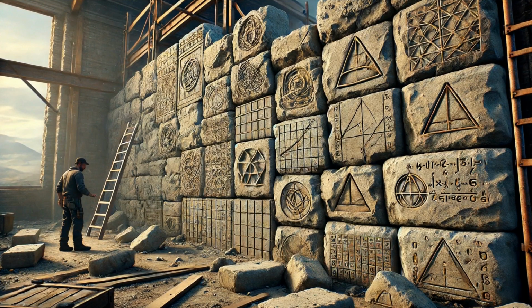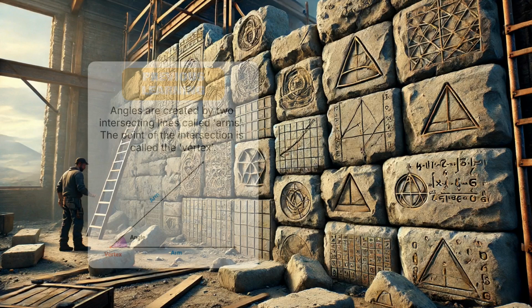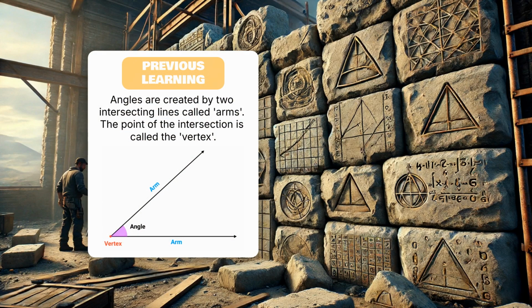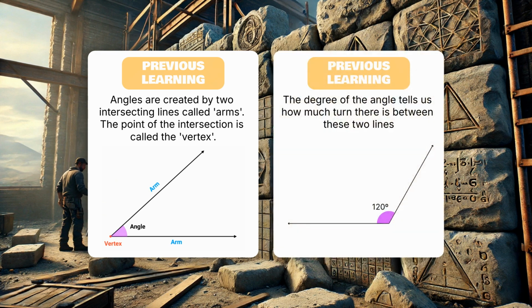So how does this lesson build on what we have learned so far? Well, what we will cover today builds on our knowledge of angles as a measure of rotation or turn. Remember, angles are created by two intersecting lines or line segments. These lines or line segments are referred to as the arms of the angle, while the point of intersection is known as the vertex. The degree of the angle tells us how much turn there is between these two lines.